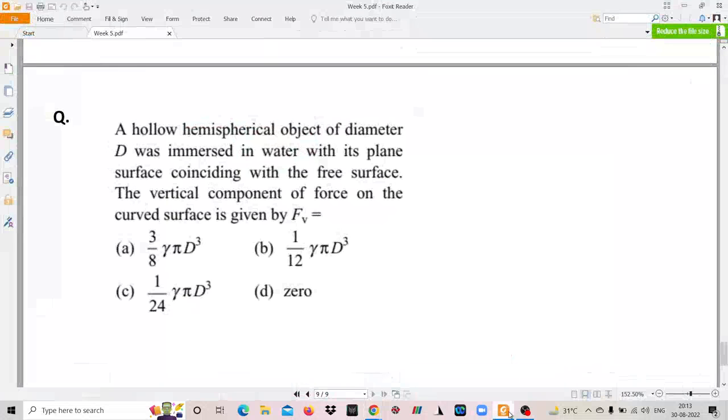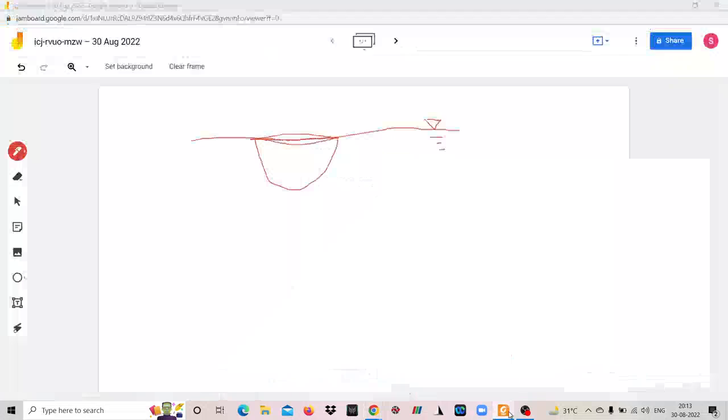And the vertical component of force. Now if this is a hemisphere, the vertical component of force will act on which plane? Horizontal projection or vertical projection? Horizontal projection. So it is this horizontal projection which coincides with the free surface. Clear?